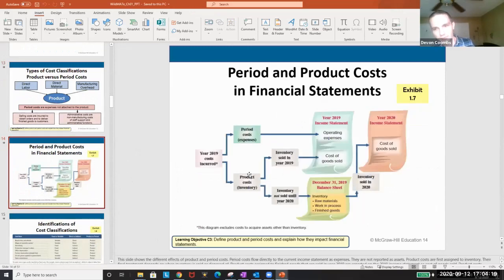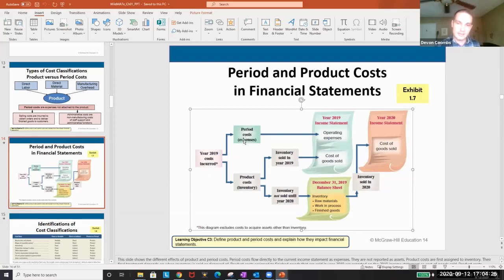Period and product cost and financial statements. Period costs go onto the income statement through expensing. This goes back into your financial accounting. While your product costs go into inventory and cost of goods sold. The idea here is your period costs are going to be expensed as selling, general, and administrative in the income statement, while any product costs have to go into inventory. Then any inventory sold goes into cost of goods sold, which goes to the income statement. So we have an asset on our balance sheet related to the costs.